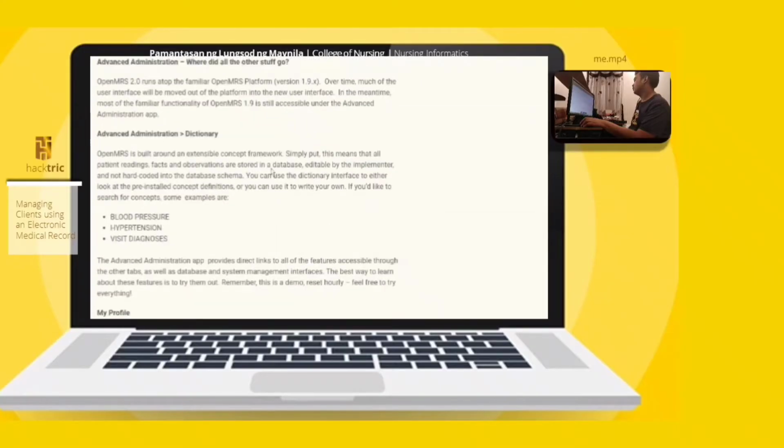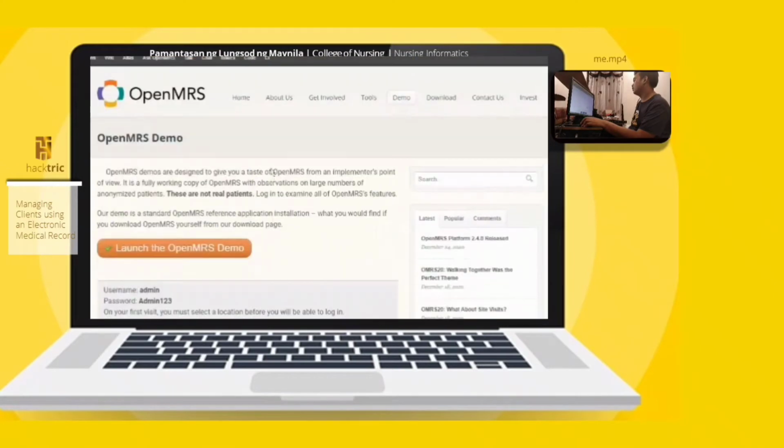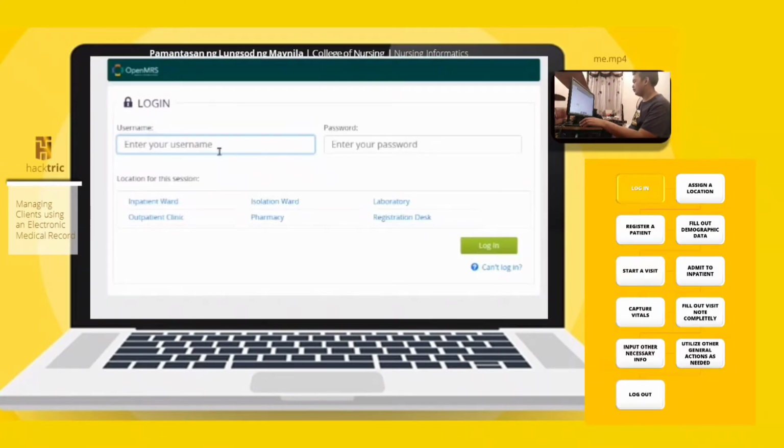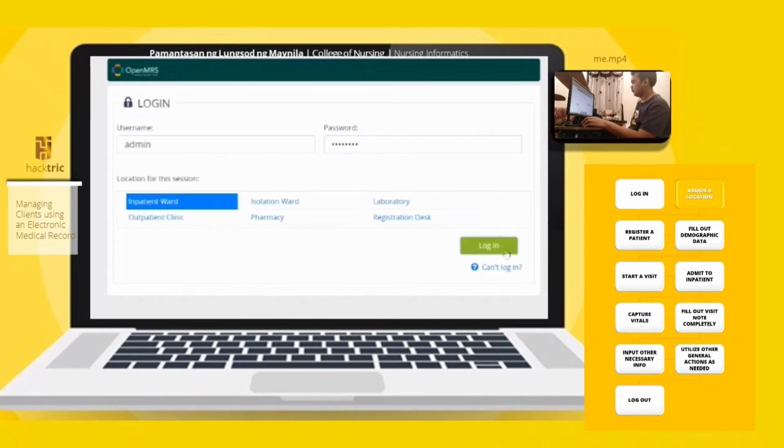So now let's use the OpenMRS to record those information. Click on Launch the OpenMRS demo and you will be routed to their login page. Enter the username and password. Importance of username and password is data privacy. Different logins mean different patient records to access. And for the session, we're going to use inpatient.